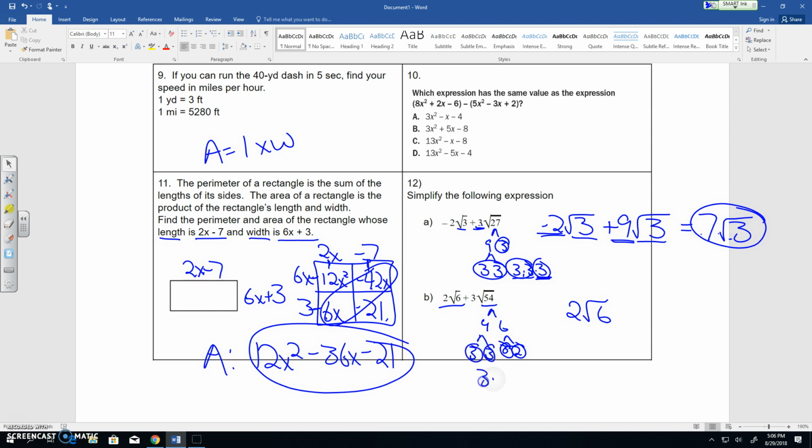So we've got a 3, a 3, a 3, and a 2. So a pair of 3's and then a 3 by itself and a 2 by itself, which we can multiply back together. So over here on this side, we got a pair of 3's, so that means we got a 3.